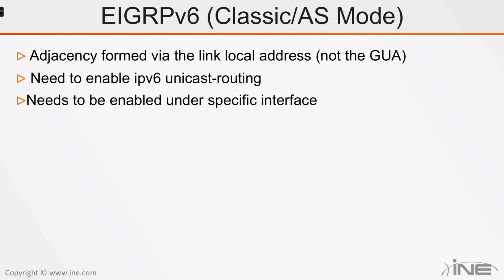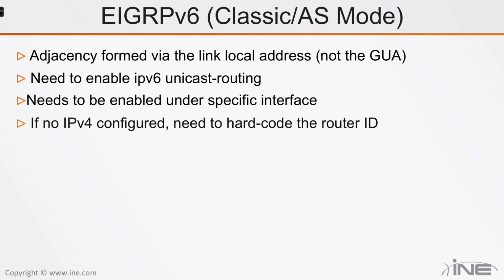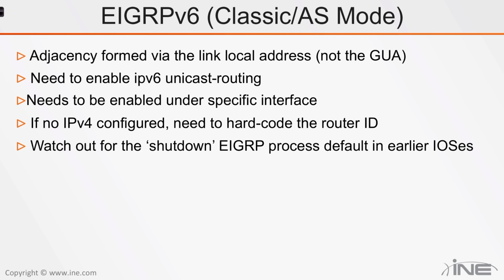In named mode, you do not go under the interface to enable EIGRP v6. You simply activate the address family for IPv6, and then all IPv6 address interfaces are going to have the process started there. Now, if no IPv4 is configured, we've got to hard code a router ID in, or else the EIGRP process won't start. We need to watch out for that shutdown EIGRP process default.